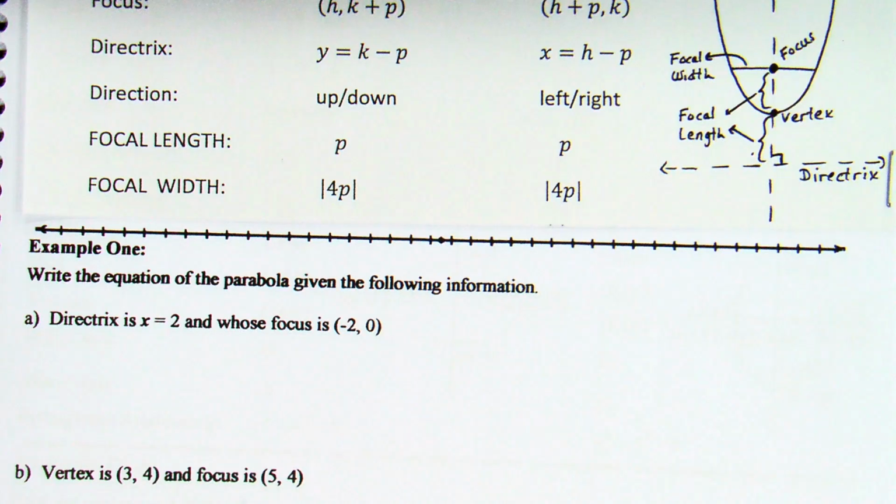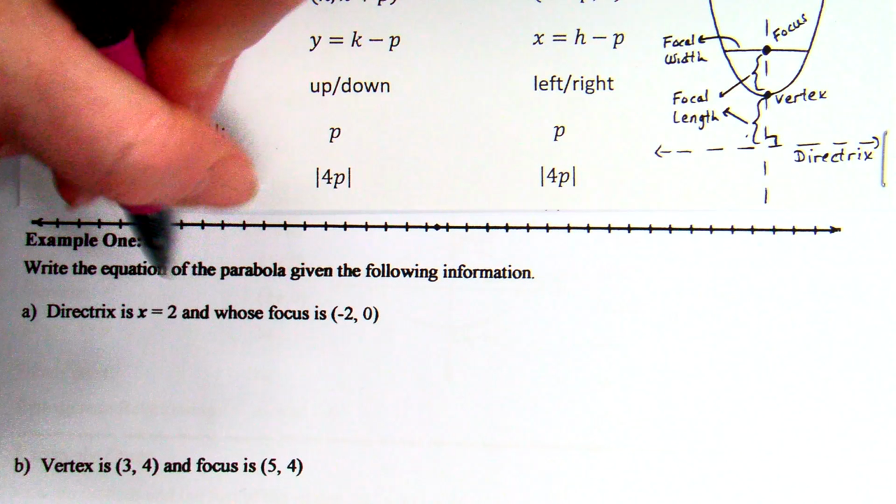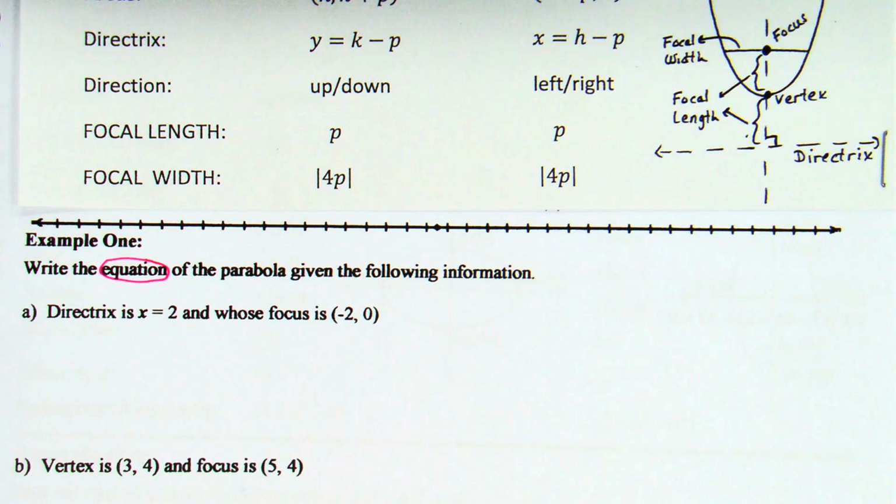Example 1. A lot of what we're being asked to do is to write an equation. So we're being asked to write the equation of the parabola given the following information. As we look at A, we know this parabola has a directrix of x equals 2, and its focus is the point (-2, 0). That's what they're giving me, and they're saying, okay, write an equation.